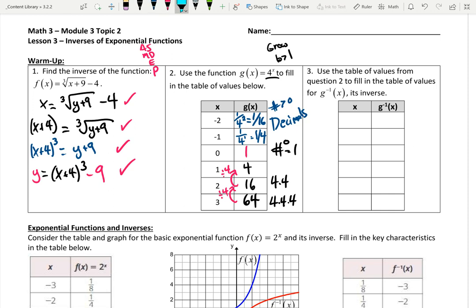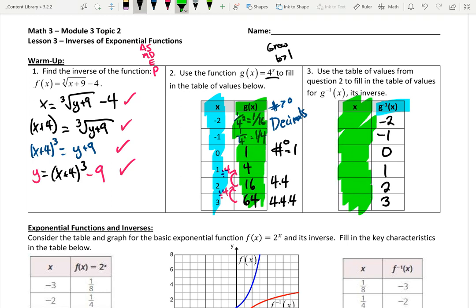Now the inverse, I have to switch x for my y's. So -2, -1, 0, 1, 2, 3. I'm going to go ahead and switch my y's and put them here. Notice how every single thing got flipped. That's not going to be the last time we notice this. I didn't even have to do any math. That's just because I knew the behavior of inverses.